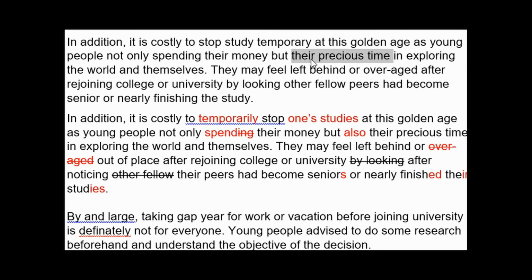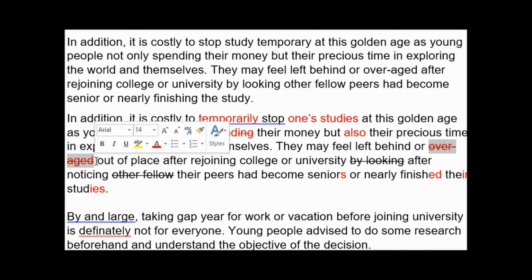So this is a consideration in addition to the first one, so we need the word "also." "But also their precious time in exploring the world and themselves. They may feel left behind or overaged." Now, this "overaged," I do understand what the writer is trying to say. Like you're in class with a bunch of people, let's say between 18 and 22 years old, so you kind of feel out of place.